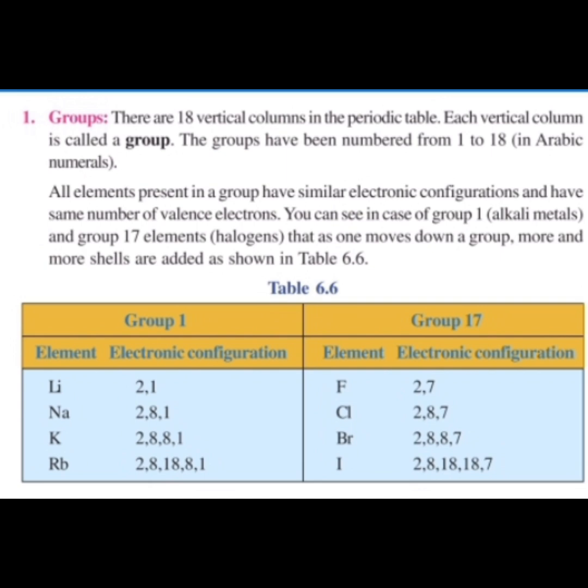So these are from group 1, and on the right side there is group 17. Here we can find that as one moves down a group, more and more shells are added. In lithium, two shells are there, in sodium, three shells, and so it goes on.